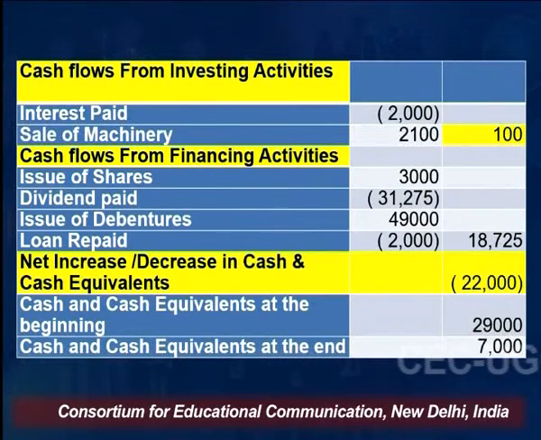That is why the interest which I am paying on those investments has been shown as cash outflow, because we have paid some interest as reported in the question under this activity. Sale of machinery results into cash inflow of 2,100, and the net amount comes to be rupees 100. So this is my cash generation from investing activities.